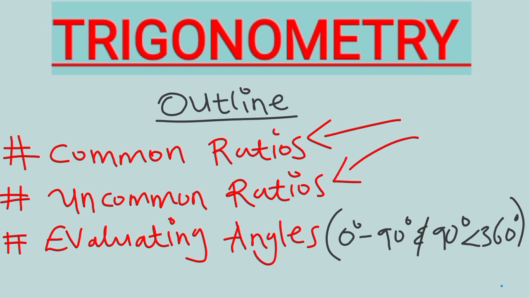From uncommon ratios, we're also going to talk about the evaluation of angles, that is angles from 0 degrees to 90 degrees, and angles from 90 degrees to 360 degrees. These are two separate angle ranges: 0 to 90 degrees, and the angles above 90 degrees but less than 360 degrees, and how to evaluate them. Let us now go right into it.